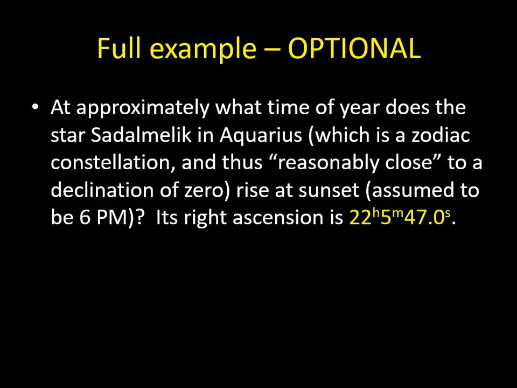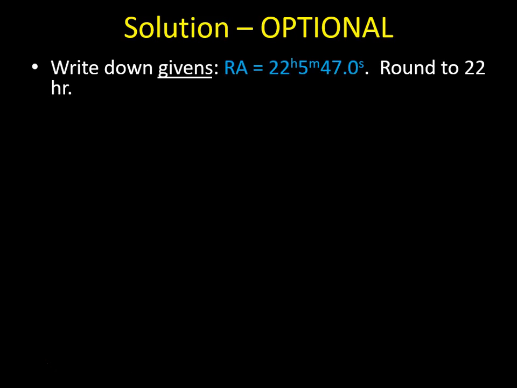So, let's consider a full example. At approximately what time of year does the star Sadalmelik in Aquarius rise at sunset? That is, at what time of year will it probably have its best visibility, because you'll be able to see it at midnight. So Sadalmelik's right ascension is 22 hours and 5 minutes. We'll just round that to 22 hours. And since Aquarius is a zodiac constellation, we'll assume that it's reasonably close to the celestial equator. That is declination 0. So we'll assume that we can actually apply this method to Sadalmelik, assuming that I'm pronouncing the star correctly. I hope I am.